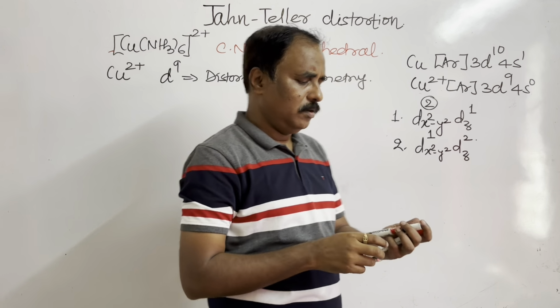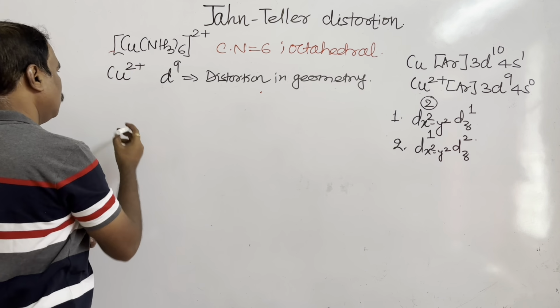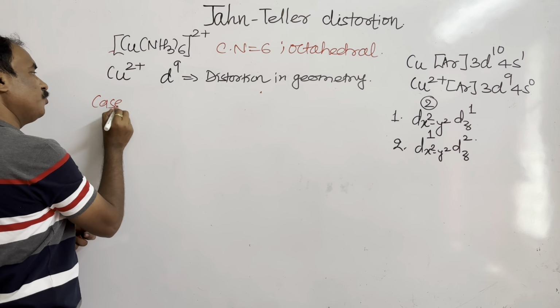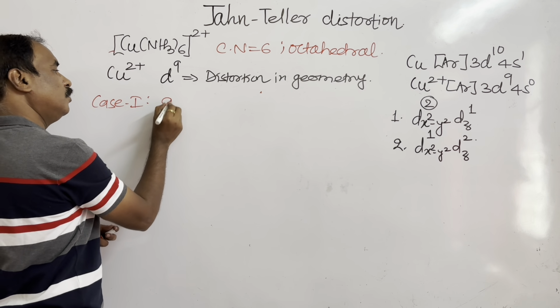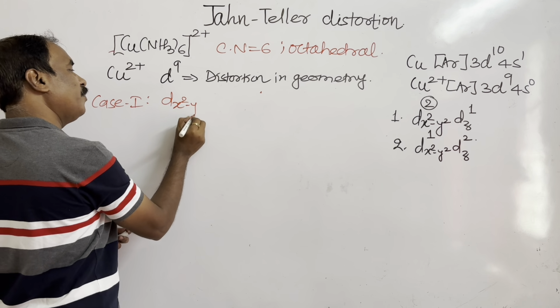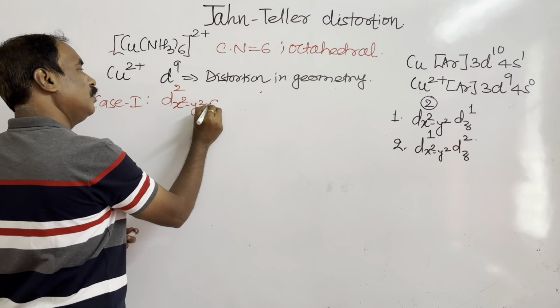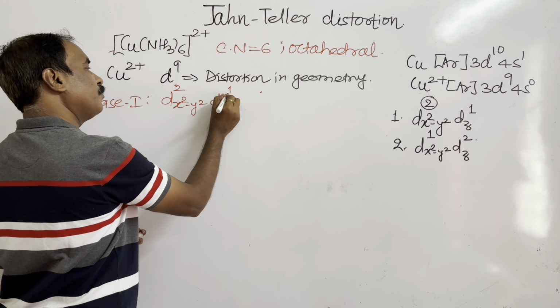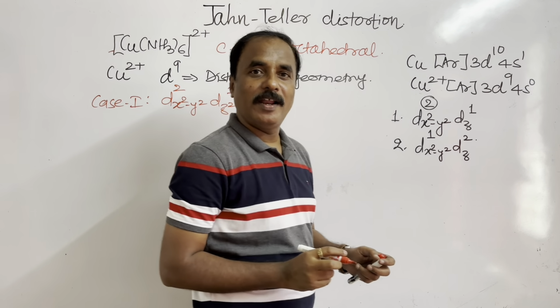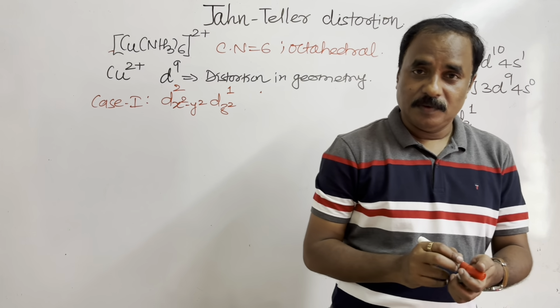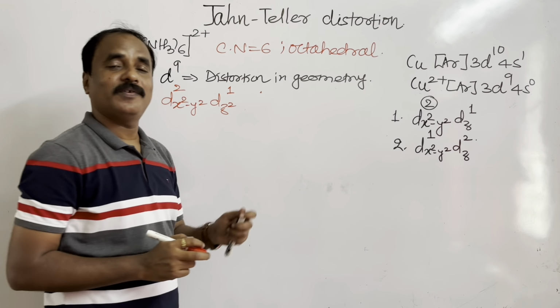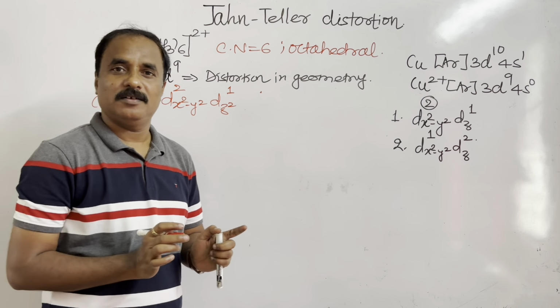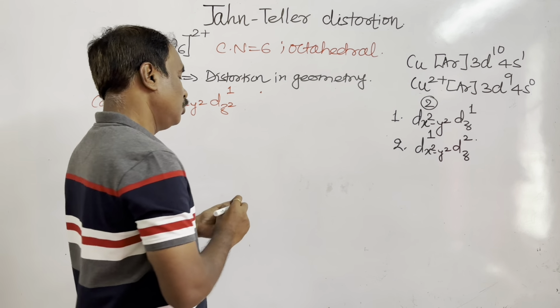I will take case 1. What is case 1? When the unpaired electron is present in dz square, dx square minus y square has 2 and dz square has 1. So the unpaired electron is present in dz square. Geometry is octahedral. So what will happen here?